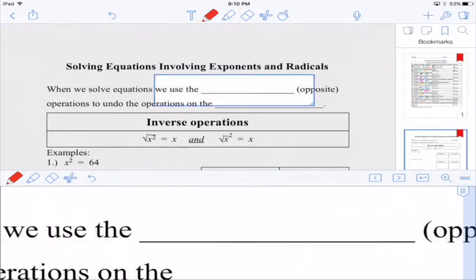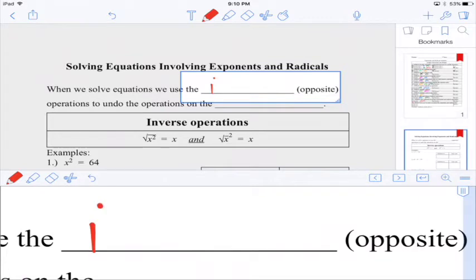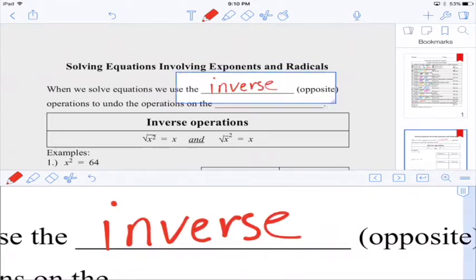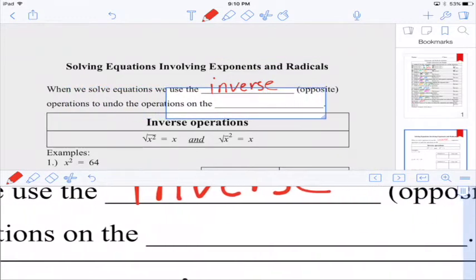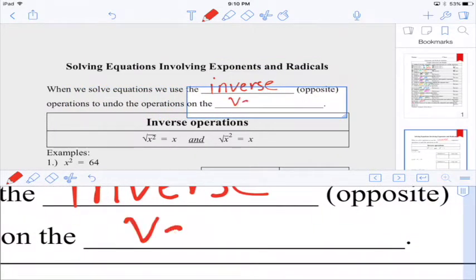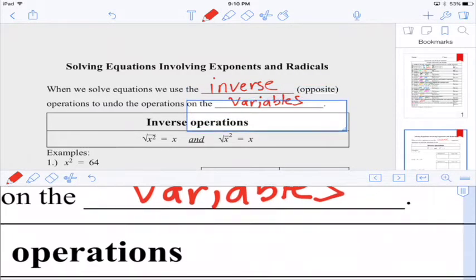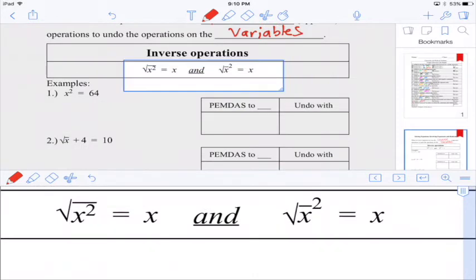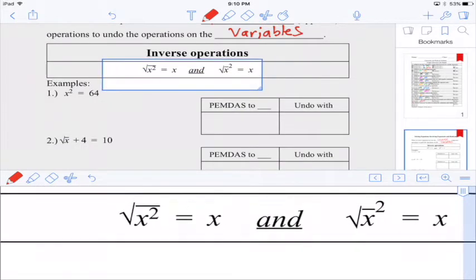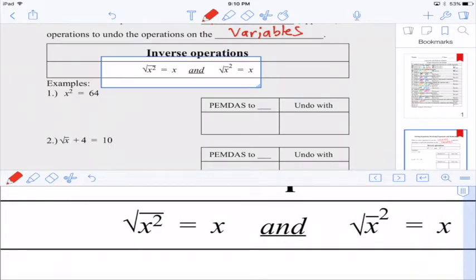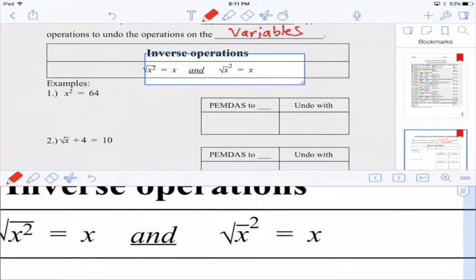So when we solve equations, we use the inverse operations to undo the operations on the variables. Okay, so here's some new inverse operations you probably know. We've talked about it in this chapter, but we haven't really used them much, right? The square root of x squared is x, and squaring a square root is also x, right? Those undo each other, square and square root.